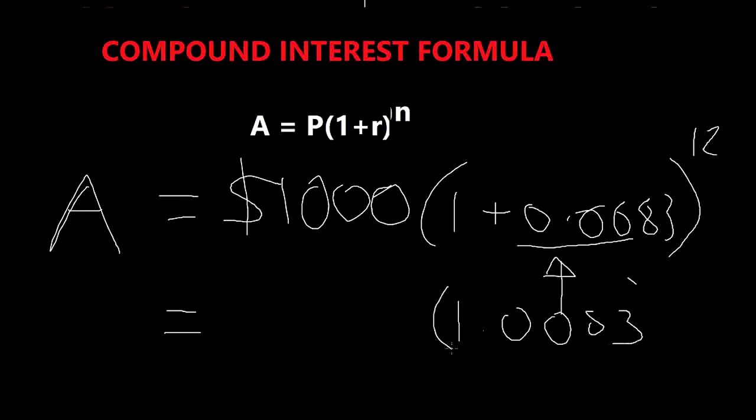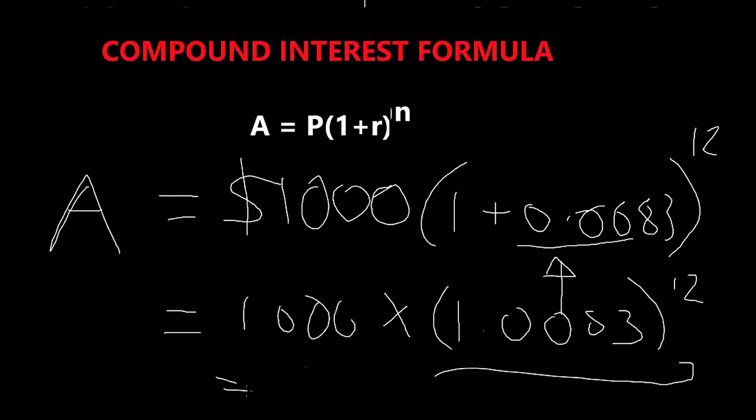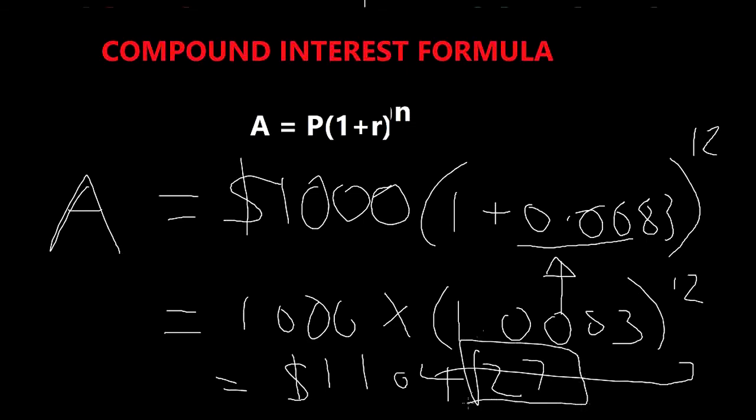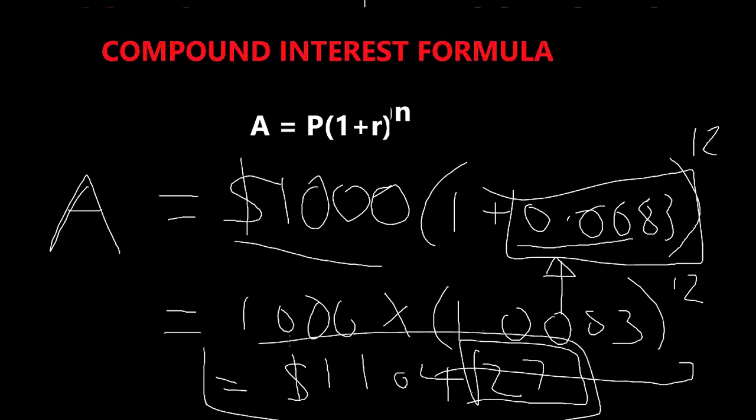So if I put this in my calculator, I'm going to have 1.0083. I'm going to do this bit first to the 12, put that in first, and then times it by your 1,000. And I get $1,104.27. And that is pretty close to what we got before. And the only reason that's going to be different is because we were rounding along the way as we were going on. Whereas this uses this exact rate and it takes account of the exact numbers without rounding. So as we can see, this formula gives us the same answers as if we were to do PRN for every single month until we got to the end.